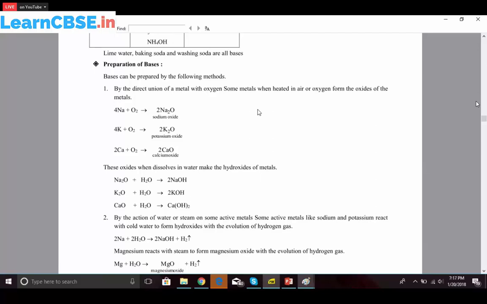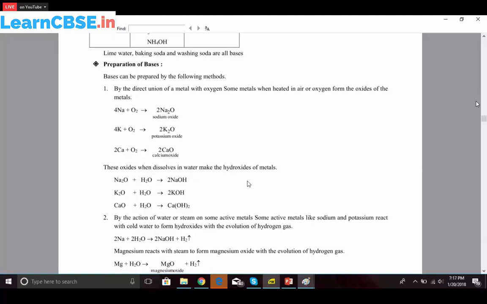So the metal oxides. The metal oxide means it contains the metal and the oxygen. So we have the precursors as the metal as well as the oxygen. Suppose if you want to prepare sodium oxide, we have to treat the sodium metal with oxygen. So Na plus O2 gives Na2O. And potassium oxide, K2O: potassium plus oxygen gives K2O. And calcium oxide: we have to react calcium plus oxygen and it produces CaO.